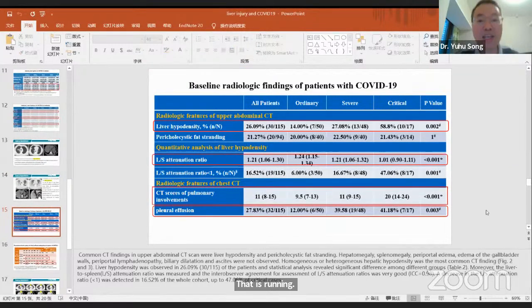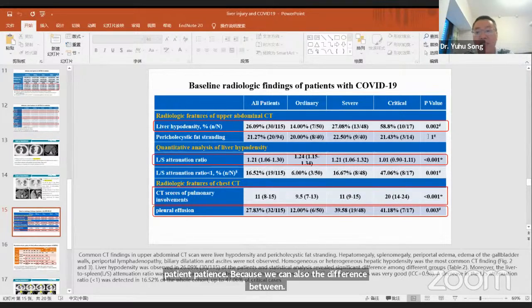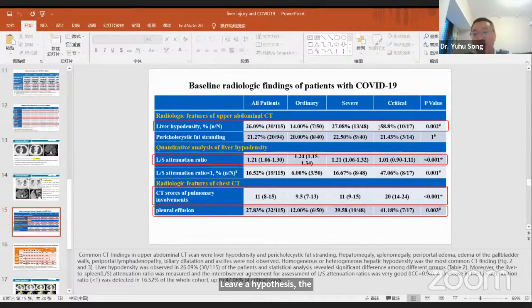So we analyze the data: radiology findings of patients with COVID-19. First, the radiological features of the abdominal CT: liver hypodensities in 26 patients. Pericholecystic fat stranding in 21 patients. We can also see the difference in liver hypodensity among the groups. In critical cases, 58% of patients show liver hypodensity.